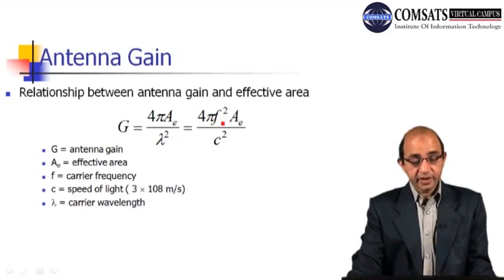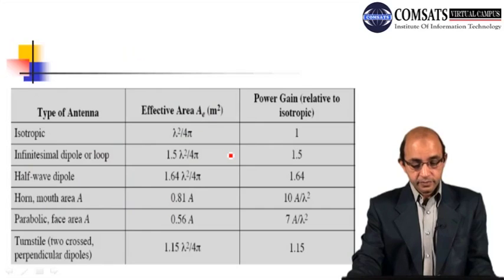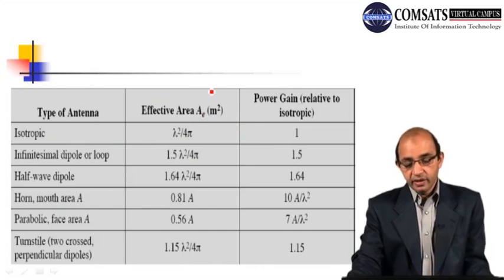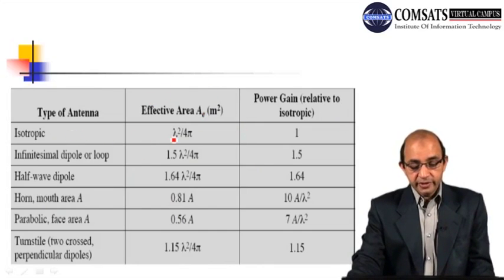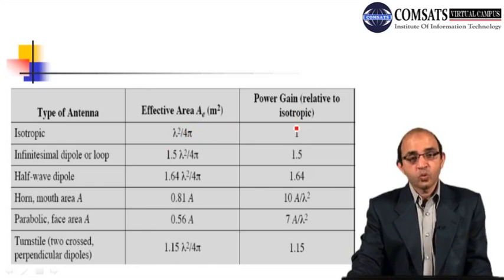So I will be having 4 pi f square Ae over c square. Different antennas provide different effective area and gain. For isotropic, this is the ideal case, so we have gain 1, which is not possible, right? And then we have half wave dipole, where the gain is 1.64, and then we have horn antenna, where the gain is 10A over lambda square, parabolic, right? And then we have again turnstile.